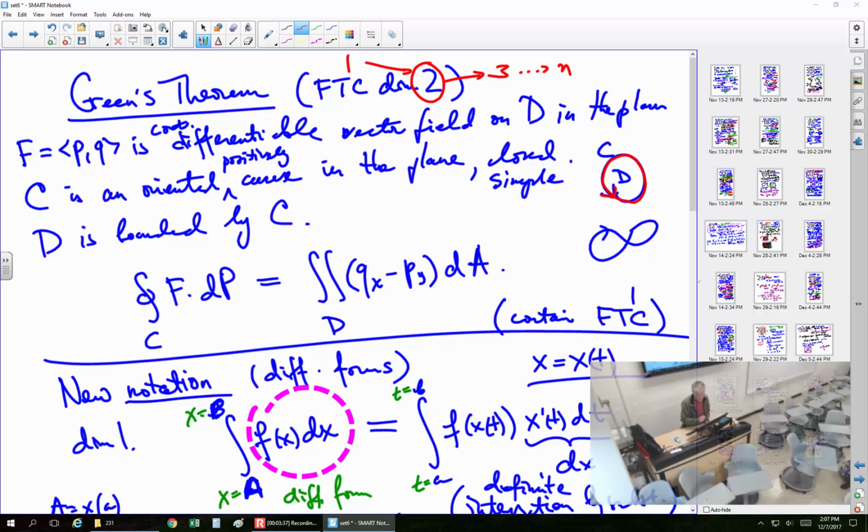It's an oriented curve that bounds a region in the plane. So this is R2. The region, as far as we're concerned, could be a square, it could be a circle, but it's not a ring. Because if we have a ring, then the boundary will be made of 2 pieces. So that's a requirement that we have to satisfy.